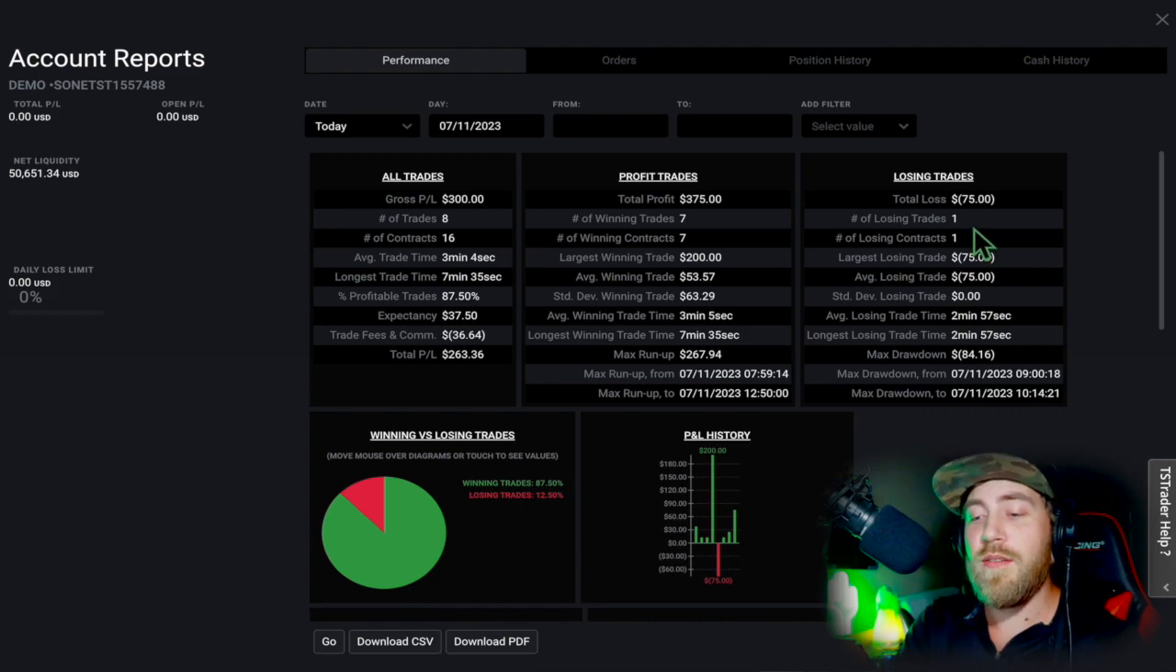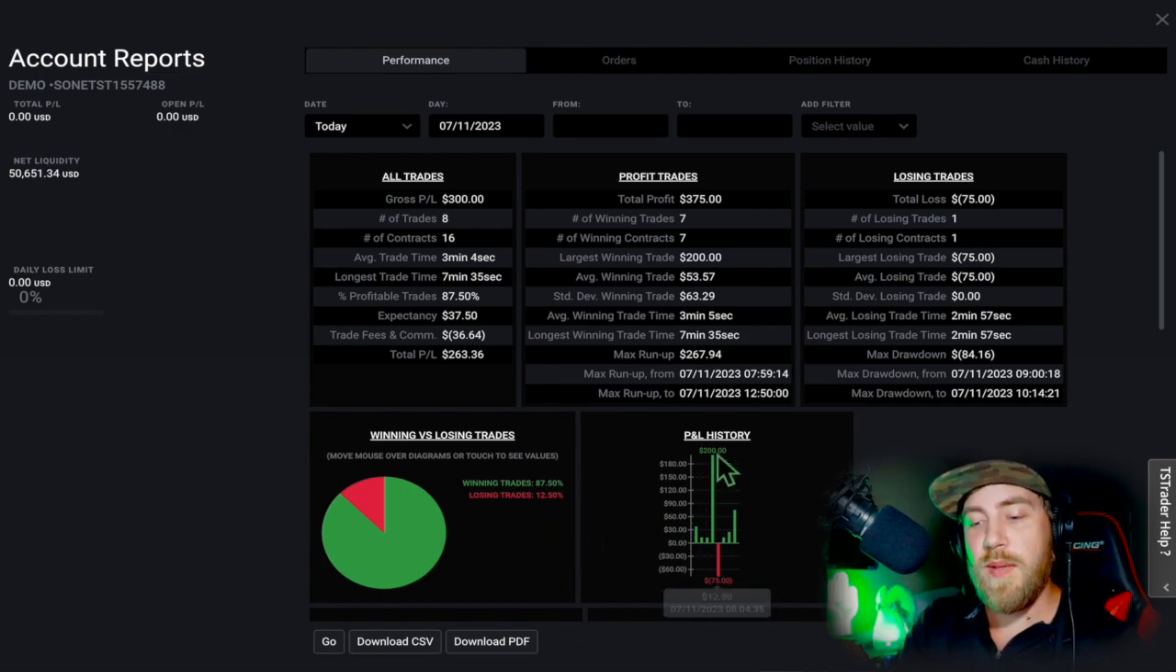So really, really happy about the accuracy, just being patient, waiting for those right setups. I'm trading it the exact same way I trade my options. It's just timing is everything and being patient. So you can see here, accuracy for the day, 87%.